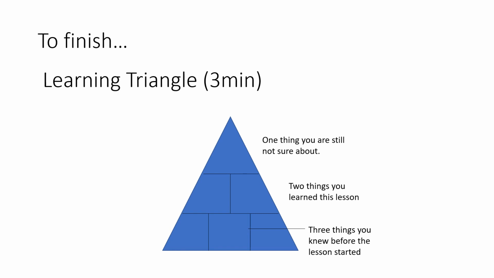Now, just to finish off, all you have to do is a learning triangle. Remember, we're looking for 3 things you knew before the lesson started that you can remember that have come up during the lesson. We're looking for 2 things you've learned this lesson, and 1 thing you're still not sure about, or 1 question to test yourself on, or 1 thing to go and find out, something that you're going to use for review purposes.